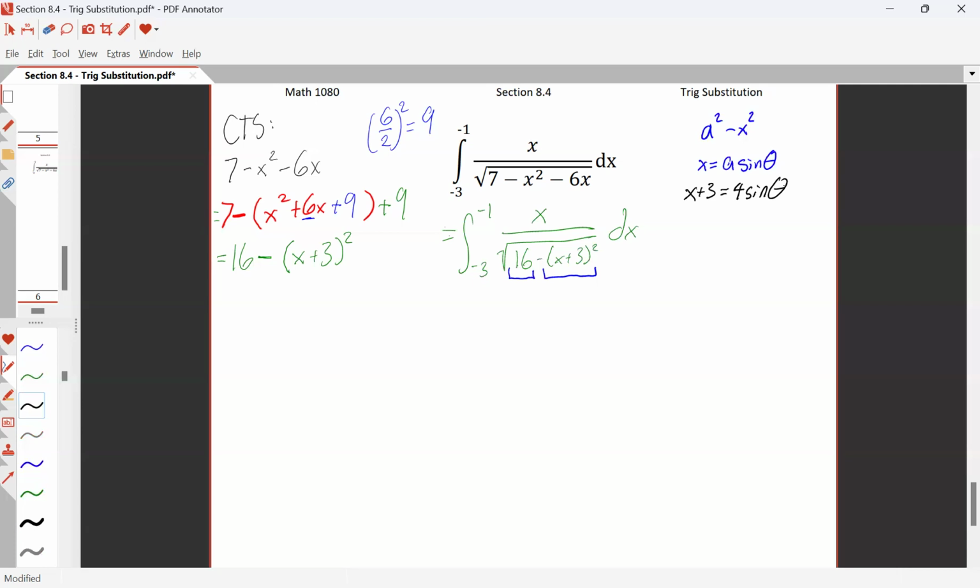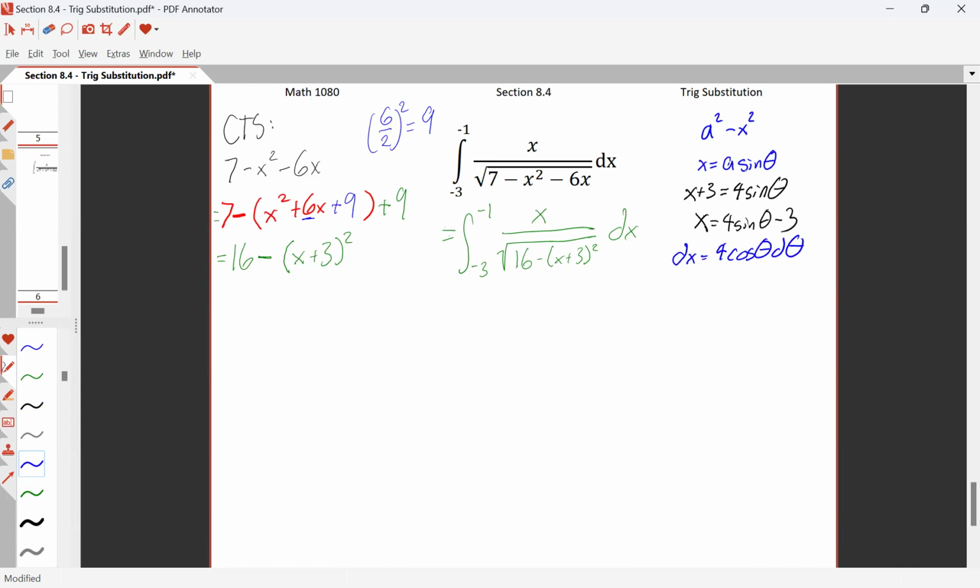A few more things this means. Taking the 3 to the other side, this means x equals 4 sine theta minus 3, which we will use to replace the numerator x. And it also means dx equals 4 cosine theta d theta. So we can replace everything in this integral with thetas.